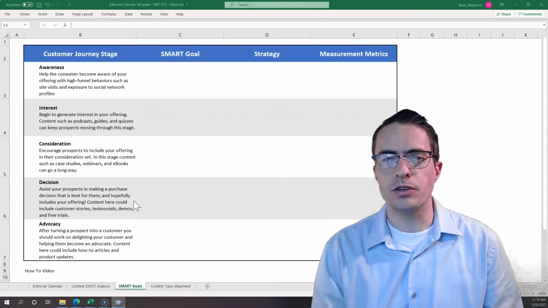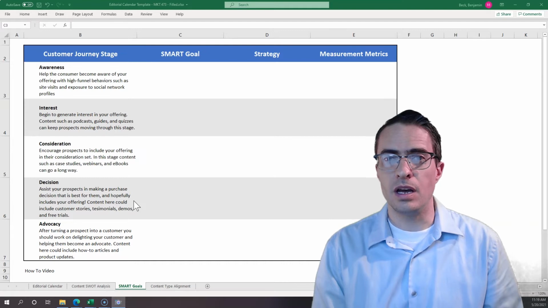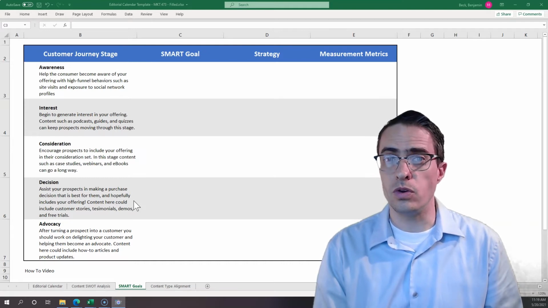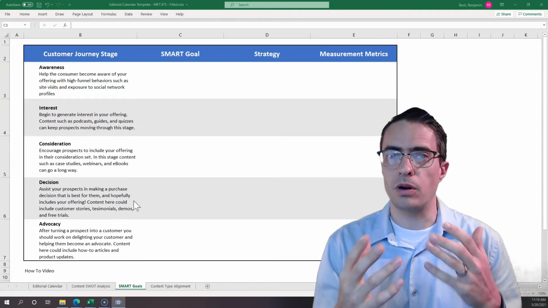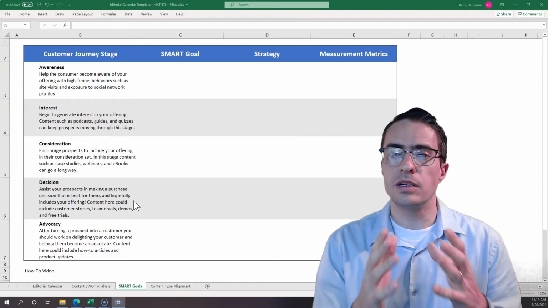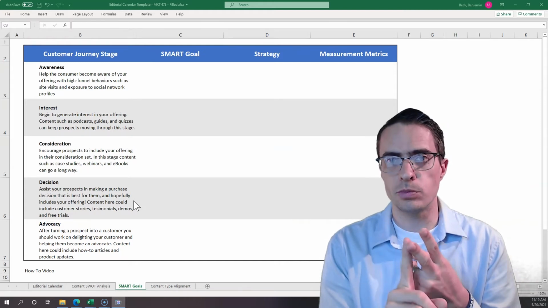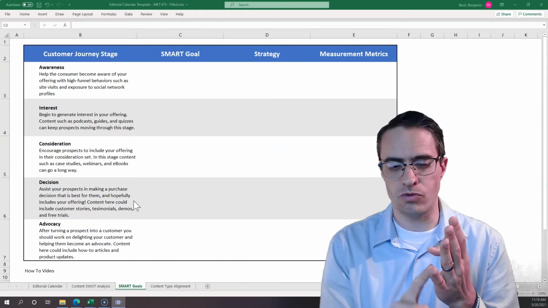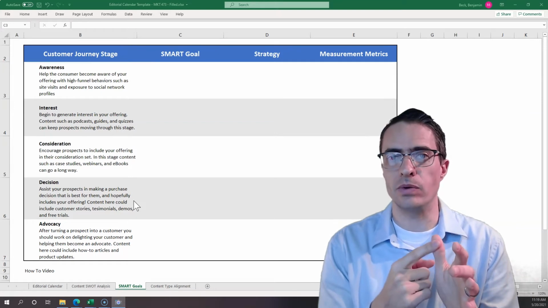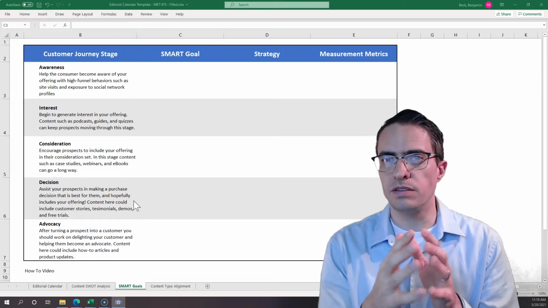Now that you've completed your SWOT analysis and you understand some of the things that you need to be looking for and including in your overall strategy for content marketing, you come to the SMART Goals tab. SMART, as you probably already know, stands for specific, measurable, attainable, relevant, and time-bound. Okay? Goals need to fit those different measures.